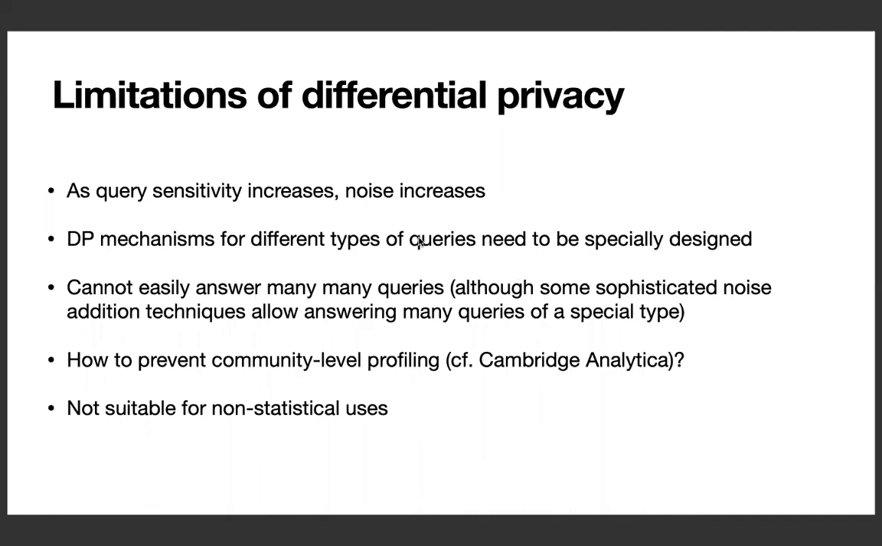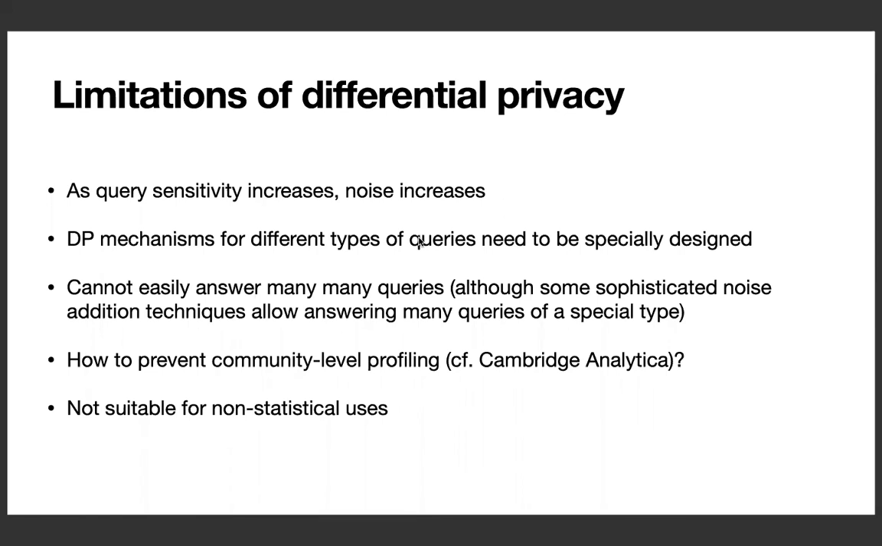Secondly, for each type of query, you have to design the noise you want to add, how you will add the noise appropriately so that you get good enough utility while maintaining differential privacy. So there is always this inherent utility versus privacy trade-off. And for the same reason, you cannot answer many, many queries. Otherwise, the reconstruction attacks, which we saw earlier, are also possible with differential privacy.